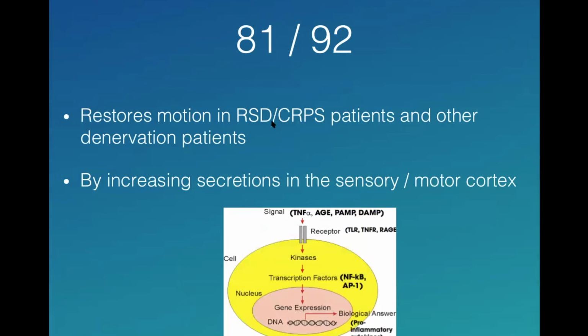When you treat an RSD or CRPS patient, if you've seen the video of me treating Adam for CRPS in 2014 or 2015, the way you get motion back in RSD, CRPS patients and other denervation patients is to reconnect them by increasing secretions in the sensory and motor cortex. What are we doing? Somehow we have to be affecting the receptors on the cell that change the transcription factors, that change the genetic expression, and cause this cell to start secreting the peptides associated with motor function.